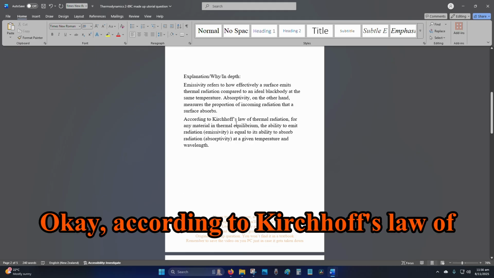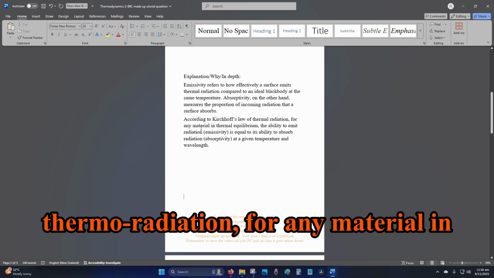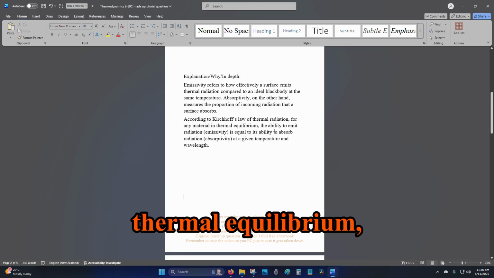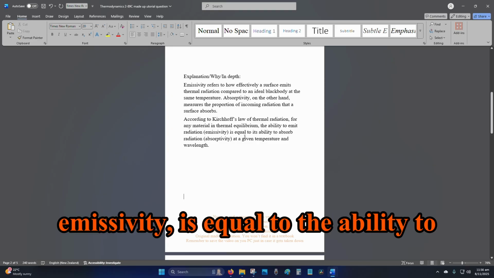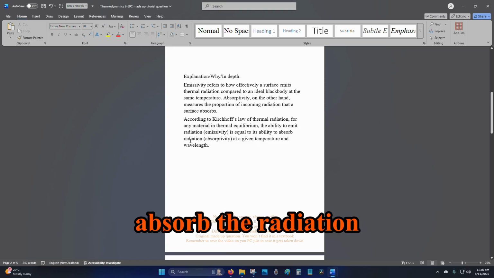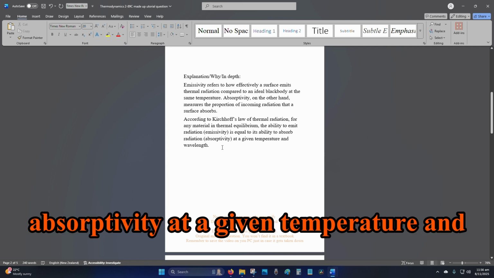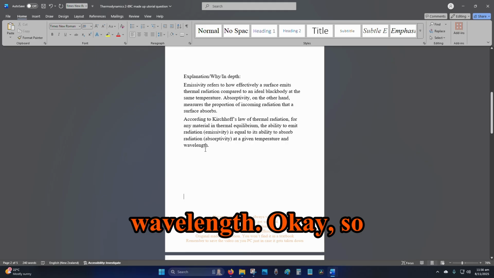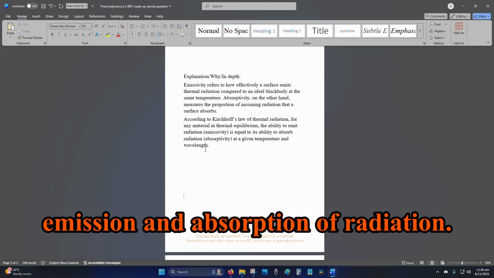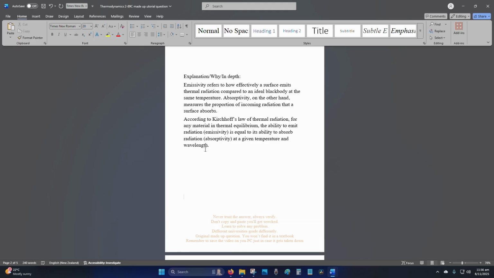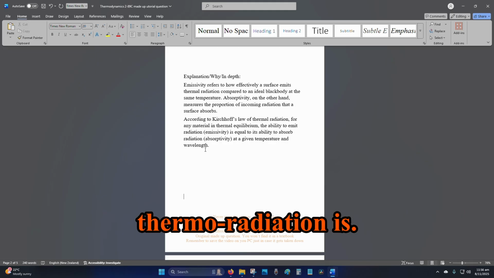Okay, according to Kirchhoff's law of thermoradiation, for any material in thermal equilibrium, the ability to emit radiation, emissivity, is equal to the ability to absorb radiation, absorptivity, at a given temperature and wavelength. So they're just balancing out the emission and absorption of radiation. That's basically what Kirchhoff's law of thermoradiation is.